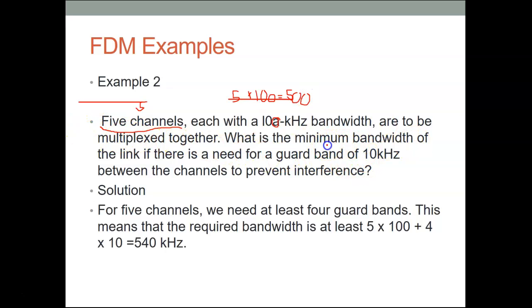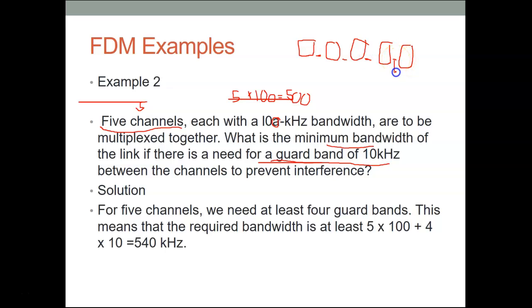What is the minimum bandwidth of the link if there is a need for 4 guard bands, and each of them is 10 kilohertz? So this is the channel, this is a guard band, this is another channel, guard band. Third channel, guard band. Fourth channel, guard band, and fifth channel. So I have 1, 2, 3, 4, 5, and there is space between each 2 of them. So in total I have 4 guard bands.